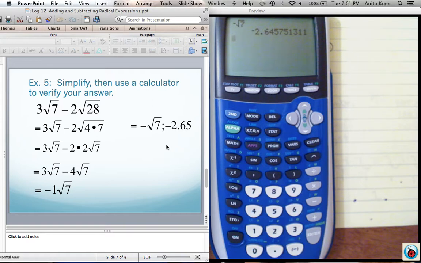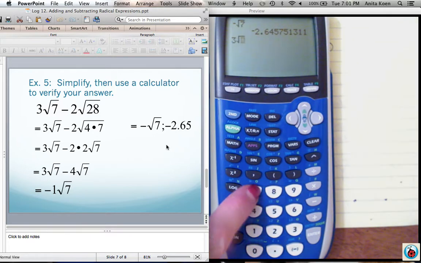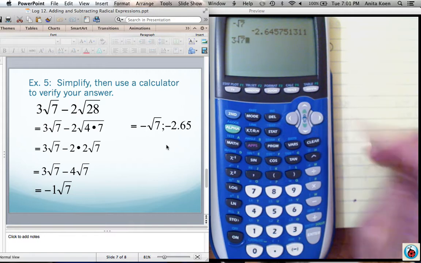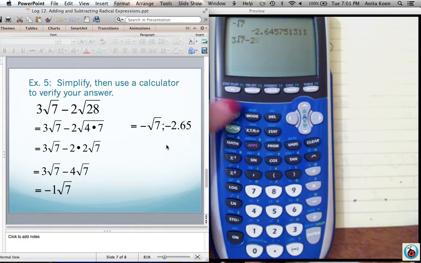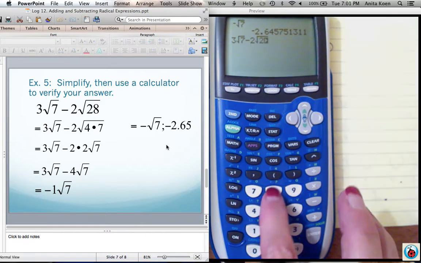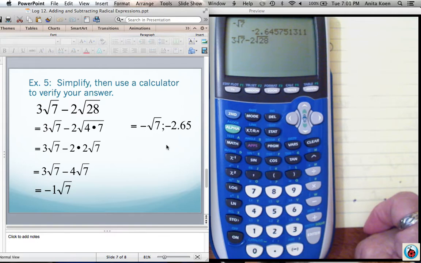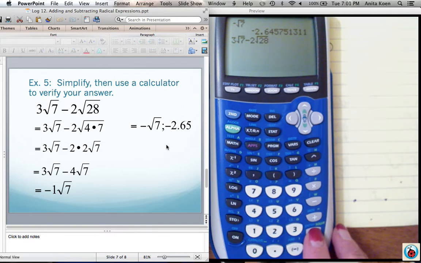Now how do I know that that's the right answer? Well, the next thing that I'm going to do is type in the problem that I started with. So 3 square root 7, arrow out from under the radical, minus 2 square root 28, arrow out from under the radical. This is the problem that I started with. And if the problem that I started with is the same as my answer, then I know that I've done this correctly. So I've checked my work and I know it's right.